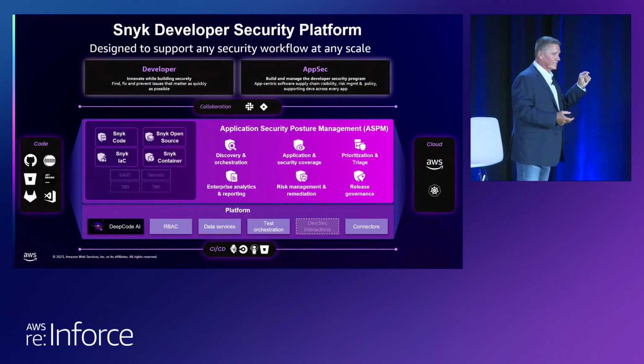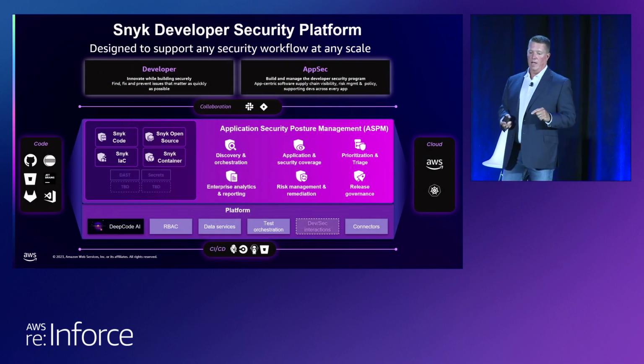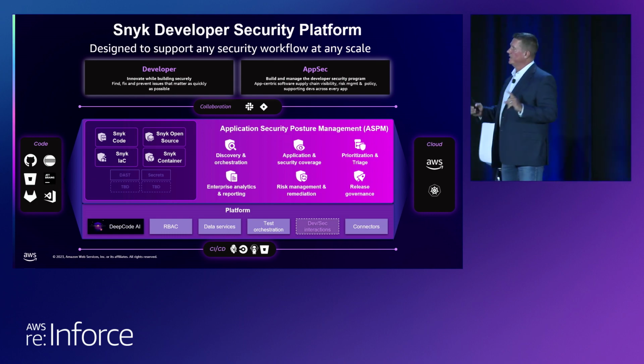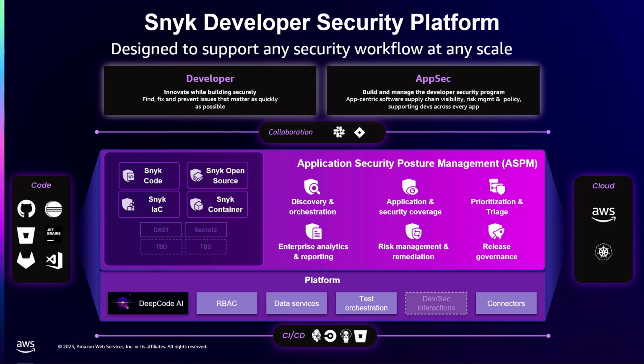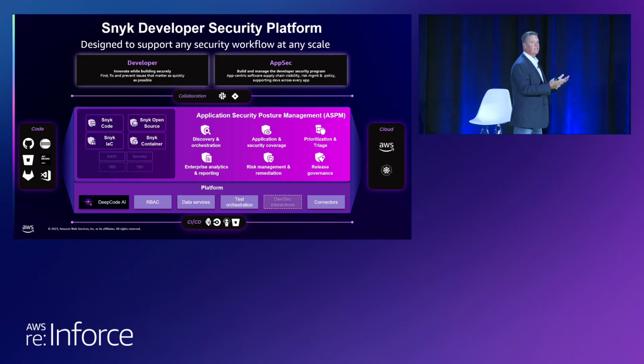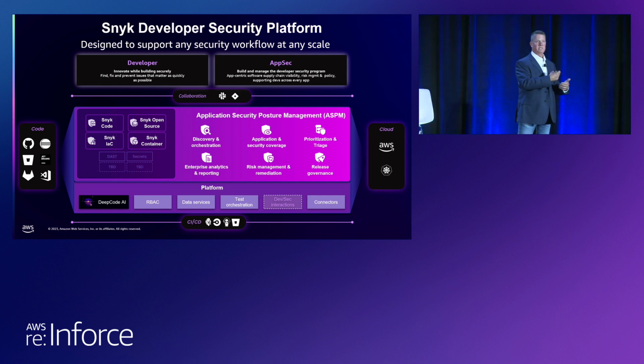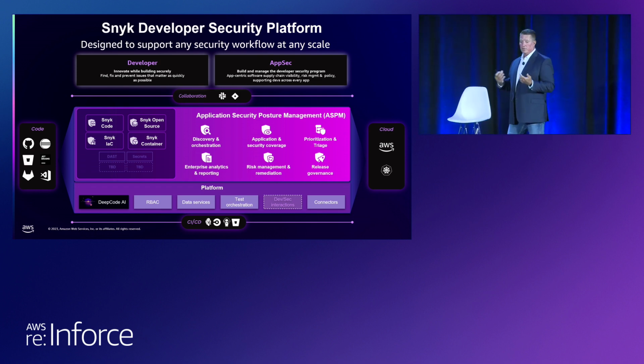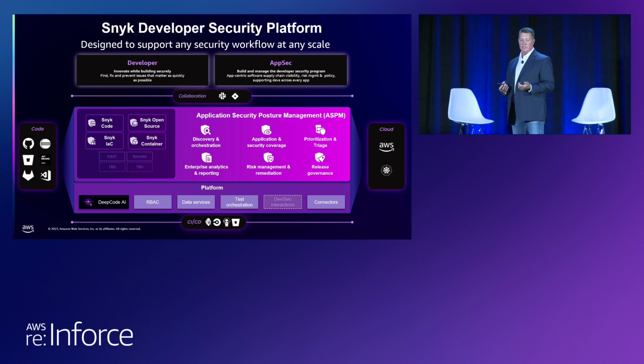So let's delve a little bit deeper into the Snyk developer security platform. At the very top, you'll see two groups of individuals: developer and AppSec. Historically, there's been friction between these groups, and a lot of it is because they have different goals. Developers are focused on creating applications, pushing them out, and helping to achieve the business objectives, right? We need to get the application built and deployed to production so that we can take advantage of first mover advantage or new capabilities, new technologies.